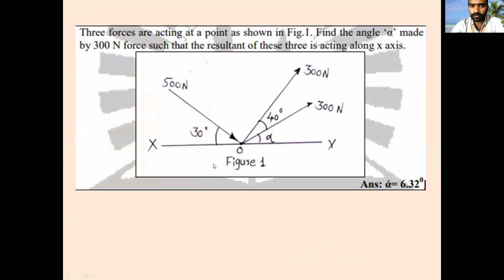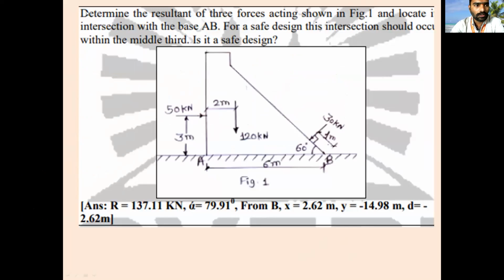So I will take this problem. How to solve this one? See what is given. Determine the resultant of three forces acting on the figure and locate its intersection with the base AB. For a safe design, this intersection should occur within the middle third. Is the design safe?